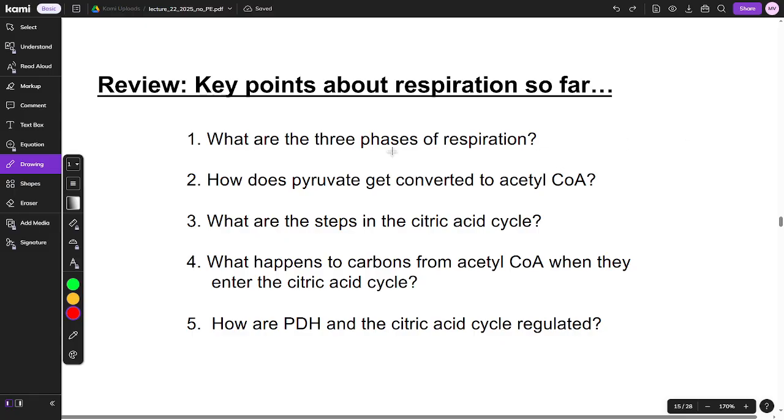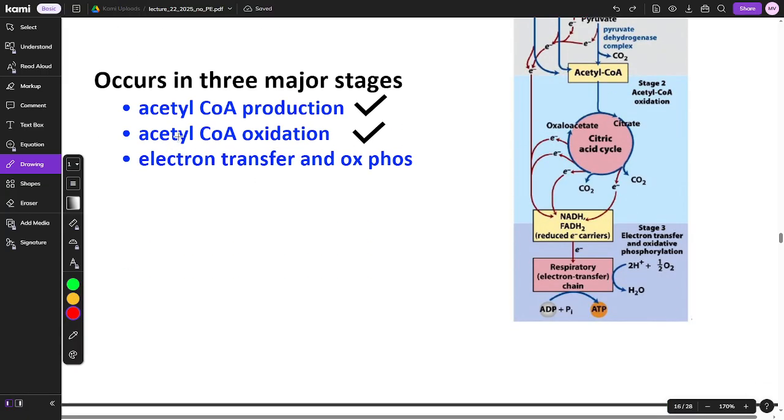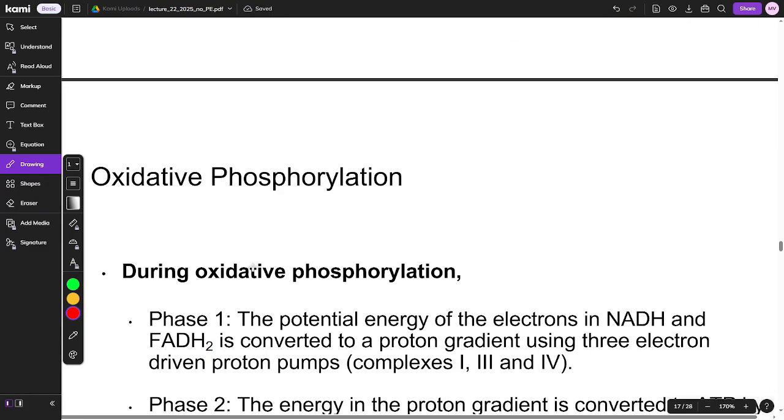So, yeah, we've got the different phases of respiration and all that. We kind of already talked about these. I'm not going to go over these in depth here. So cellular respiration occurs in 3 major steps, right? We've already gone over acetyl-CoA production with PDH. We've gone over oxidation with CAC. All we have to do now is talk about the electron transport chain.